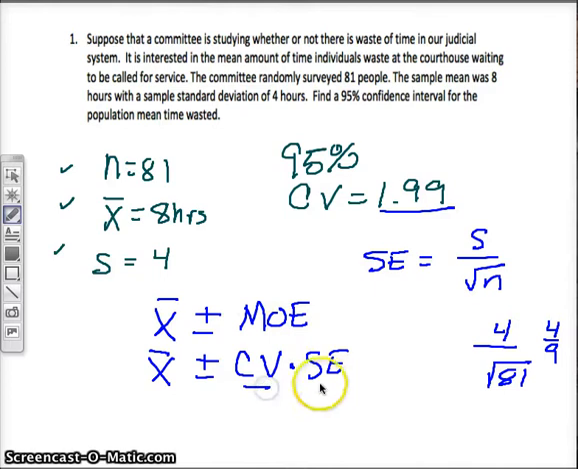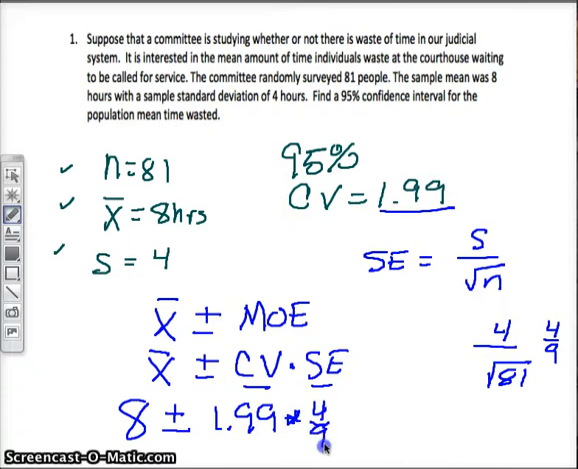There's our 1.99, okay? So x bar plus or minus the margin of error. Here's our critical value times the standard error of the mean. Critical value we know is 1.99, and for the standard error of the mean we're going to use this formula, and we're going to get 4/9. So what does this mean? No pun intended. 8 hours plus or minus 1.99 times what? 4/9, okay? So we're going to put that in the calculator. All right, so I did 8 minus that, and I got 7.12. I did 8 plus that, I got 8.88, okay?